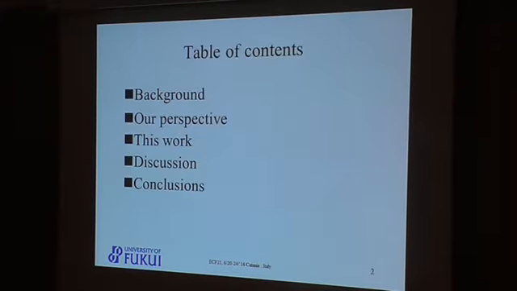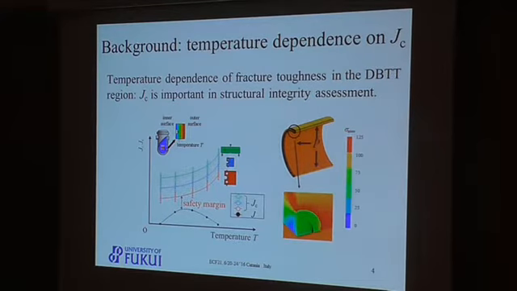Well, let me start. Here is the content of my talk. Predicting accurate temperature dependence of the fracture toughness of a material in the ductile to brittle transition temperature region, denoted as JC, is very important in structural integrity assessment, considering the large scatter and the test specimen size effect of JC. Predicting accurate temperature dependence from little test data has been of interest to engineers and researchers.